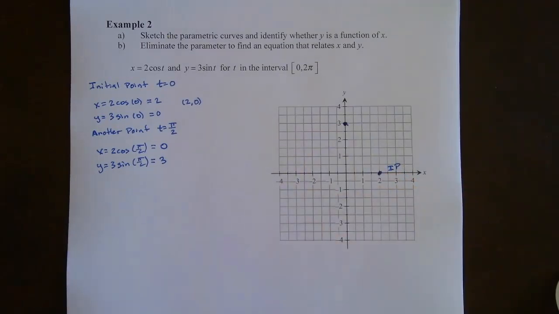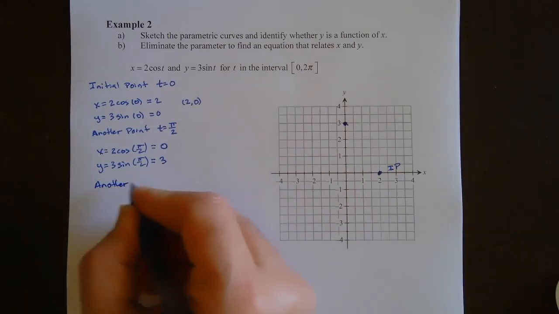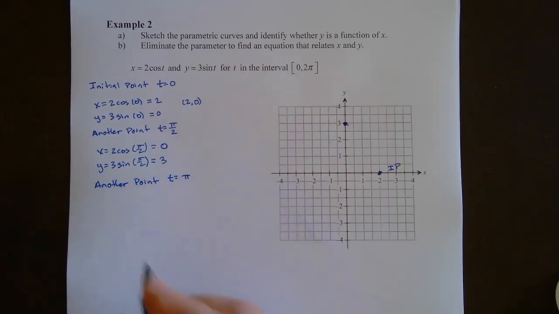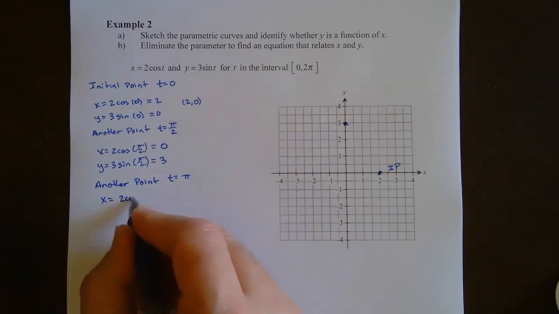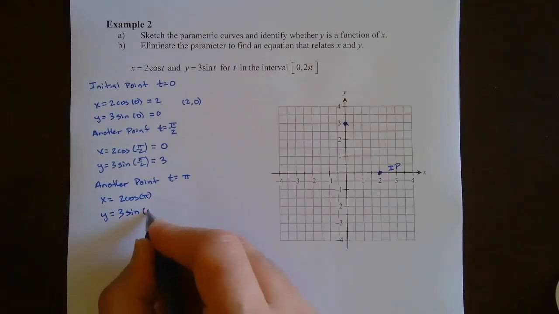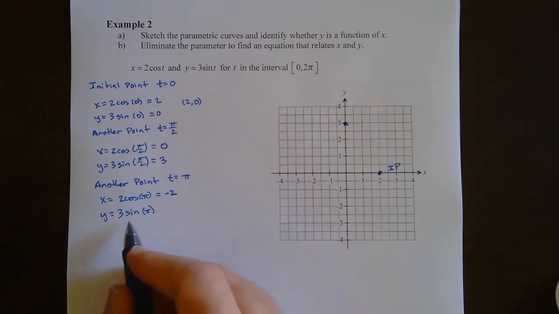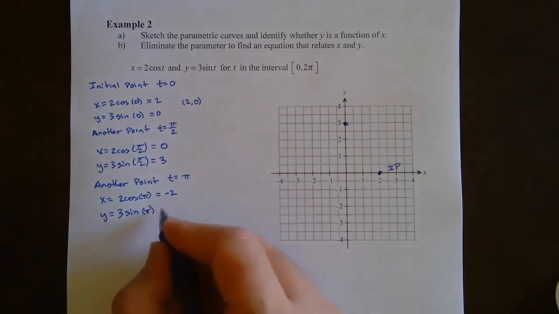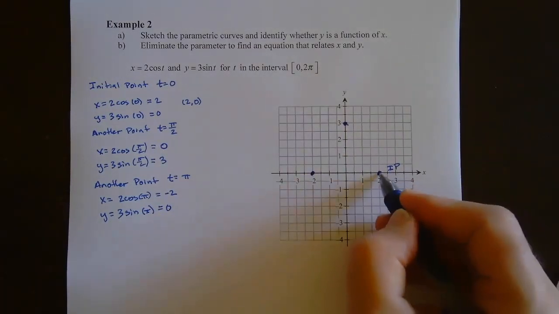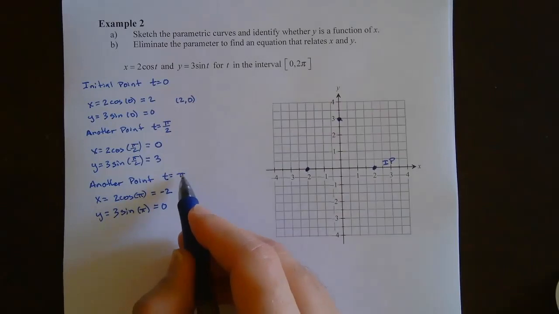Now we need to do another point. Another good point would be pi, that'd be easy to work with. And so another point that we could use is t is equal to pi. So that would mean x is equal to 2 cosine of pi, and your y would be 3 sine of pi. So cosine of pi is -1, and 2 times -1 would be -2. And then 3 times sine of pi is 0, so that'd be 0, right? So that would put me right here. So I started here, then I made it to right here, and now the particle's right here, right? And this is a bigger time than pi over 2.